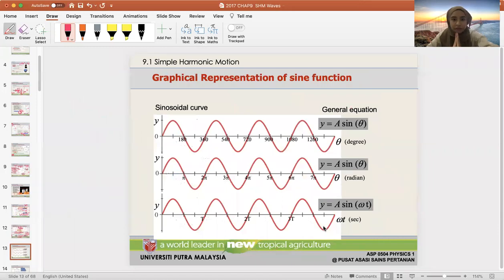So this is the graphical representation of a sine function. So sine is y, right? This is your equation for displacement, A sine omega t, right? General equation, okay, kat sini pun ada. Y equals to A sine omega t.